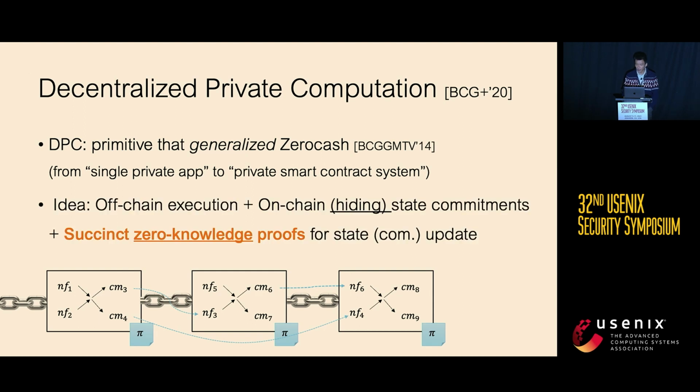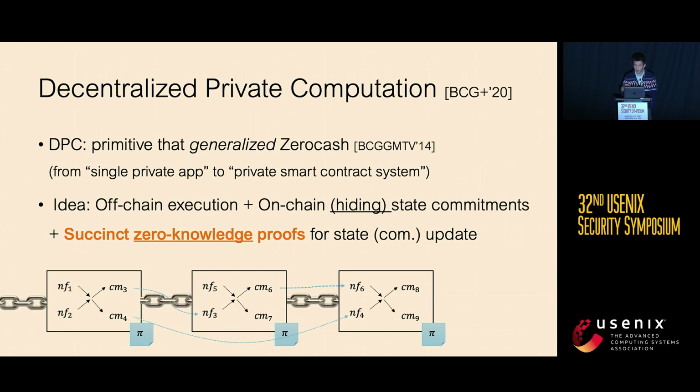The core idea, and also the data structure, they inherited from Zerocash, and they use a UTXO transaction model instead of the account-based model in Ethereum. The core idea is that instead of putting everything on-chain and re-executing on-chain, we take the execution off-chain, and what's posted on-chain are just simple state commitments. And we're using hiding commitments so that they do not reveal anything about the state itself.